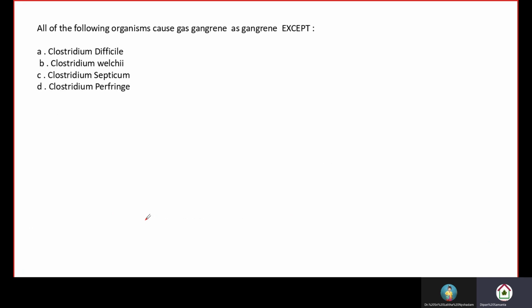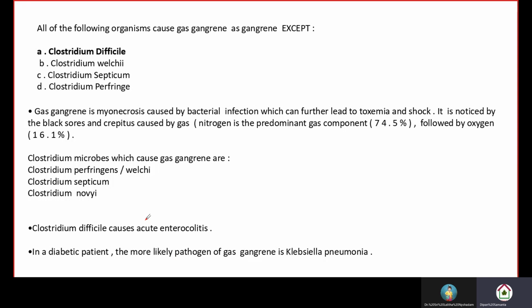Okay, next question. All of the following organisms cause gas gangrene except which organism? So the answer will be difficile, Clostridium difficile. Gas gangrene is myonecrosis, muscle necrosis caused by bacterial infections, which further leads to toxemia and shock.